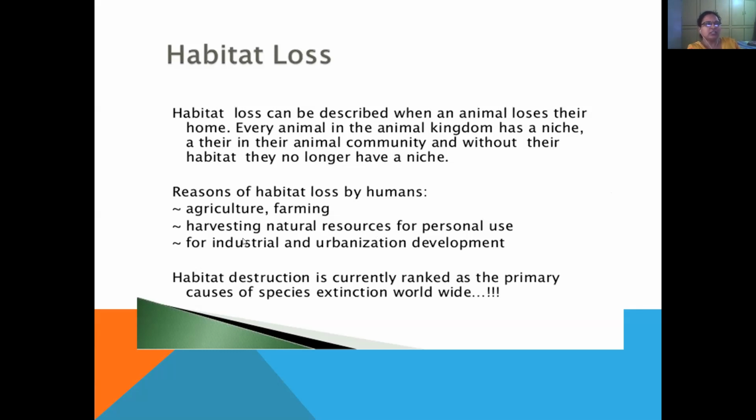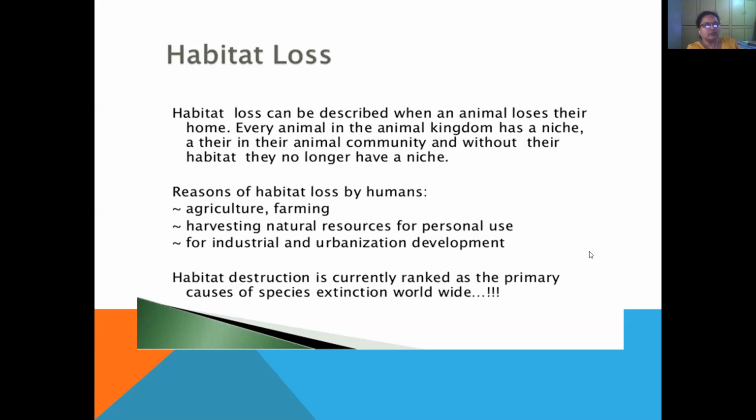Then harvesting natural resources for personal use. So we are harvesting natural resources for our personal use. That is, we are cutting down the trees, and then we are using them to build or construct houses, right? That is for our personal use, isn't it? Then industrial and urbanization development. So we are constructing industries and then urbanization is going to take place in that particular area.